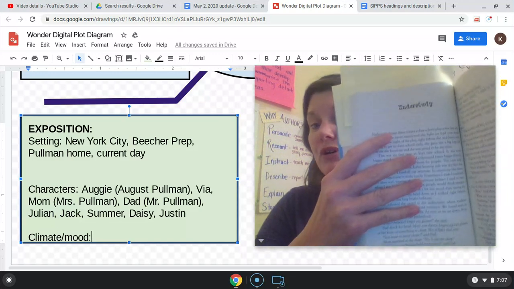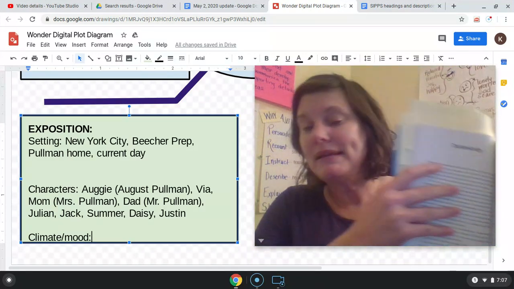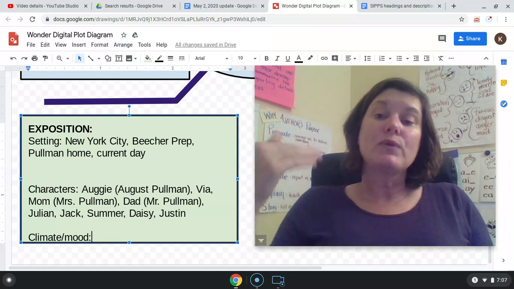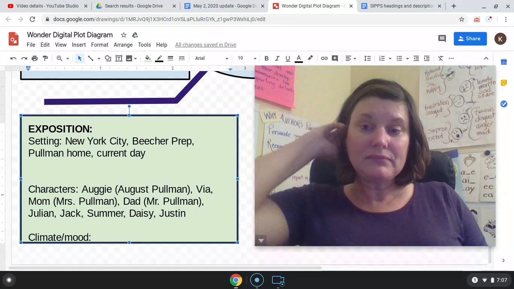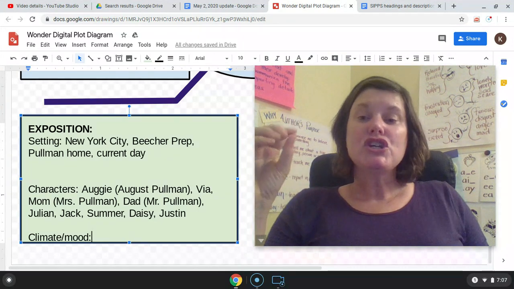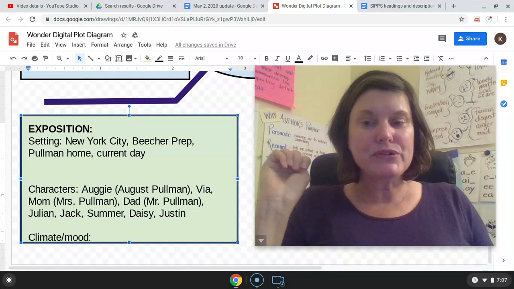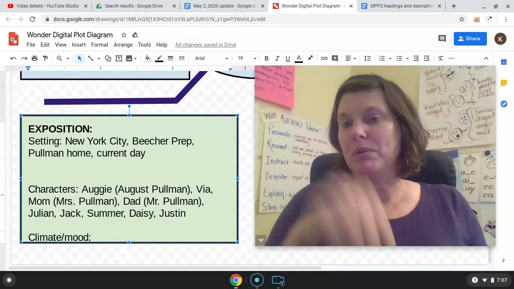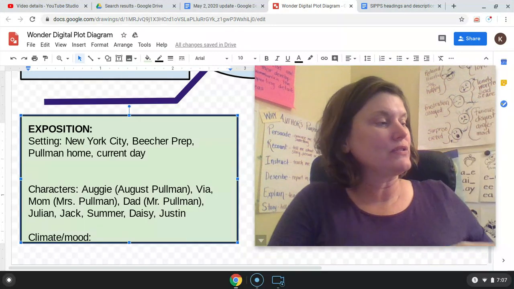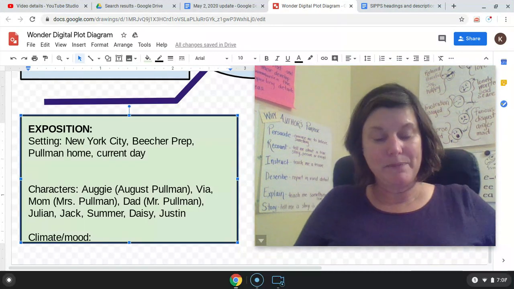All right, the chapter we're picking up on is called Understudy. Remember, an understudy, that's what Via is. She is kind of like the backup person for Miranda in the school play. That's what an understudy is. Okay, let's go ahead and start reading.